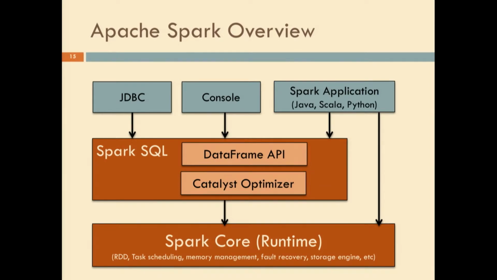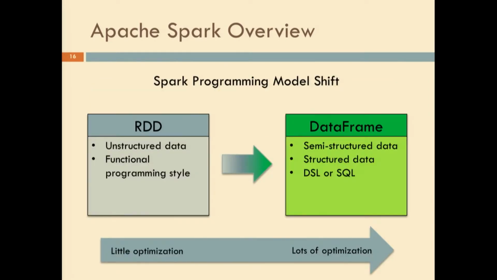And underneath the Spark core, yes, you can see RDD is still there. That doesn't mean RDD is going away, by the way. It's still there. It's just like assembly code does not go away. So let's go into more details. As I mentioned before, the programming model is being shifted from 1.x to 2.x, from unstructured data to structured, semi-structured data. And the cool thing is, with the data frame, Spark can do a slew of optimizations that it couldn't do before, because it now knows about the structure of our data.